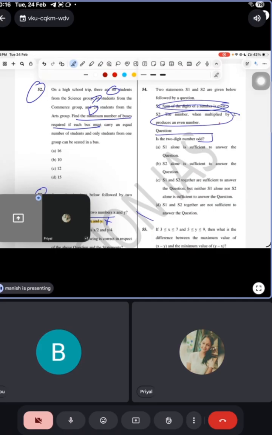Guys, whatever HCF you are getting, that number should divide all these numbers. Otherwise, that cannot be the HCF. So 12 is the HCF, guys. So this is the size of the bus. It means that 12 people can be seated in a bus.